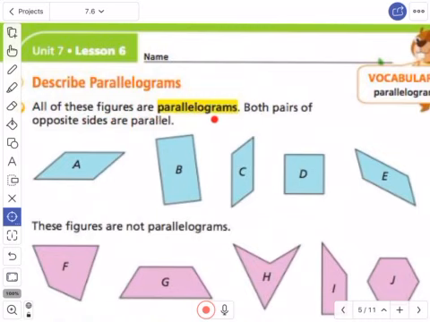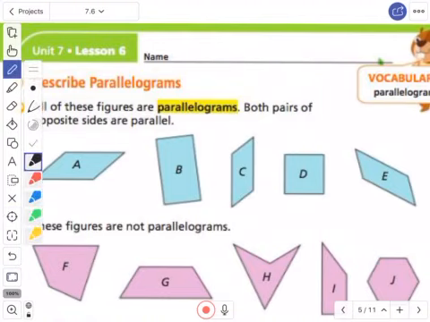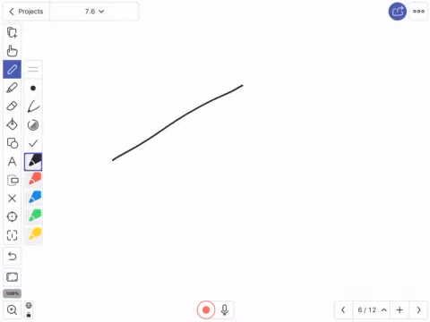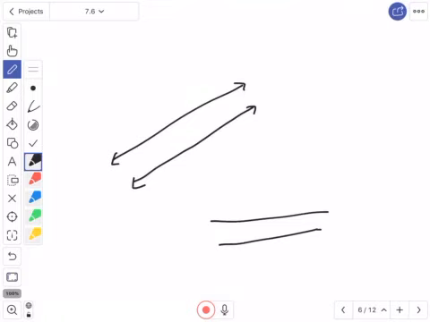All of these figures are parallelograms. Both pairs of opposite sides are parallel. So remember, parallel lines are two lines that run right next to each other that never touch. So these would actually be parallel lines, and these would be parallel line segments. And they can run any direction.